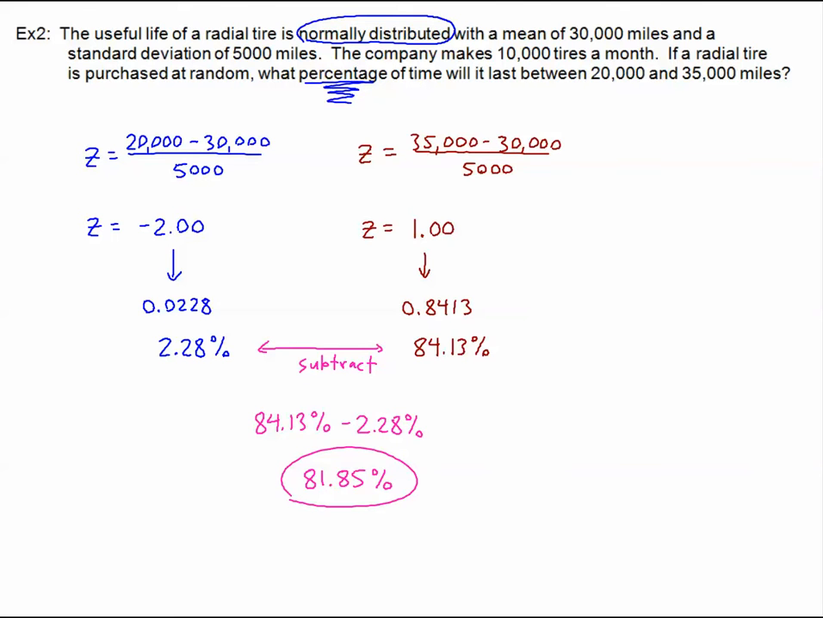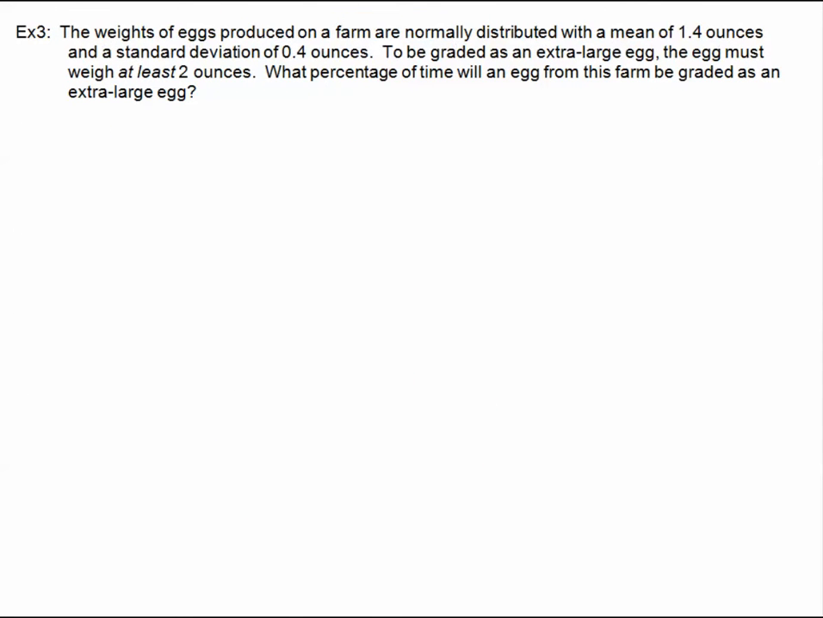And our final question, example 3. The weights of eggs produced on a farm are normally distributed. Again, good to know. We can use our chart. With a mean of 1.4 ounces and a standard deviation of 0.4 ounces. To be graded as an extra large egg, the egg must weigh at least 2 ounces. What percentage of time, again we're looking for a percent, what percentage of time will an egg from this farm be graded as an extra large egg?